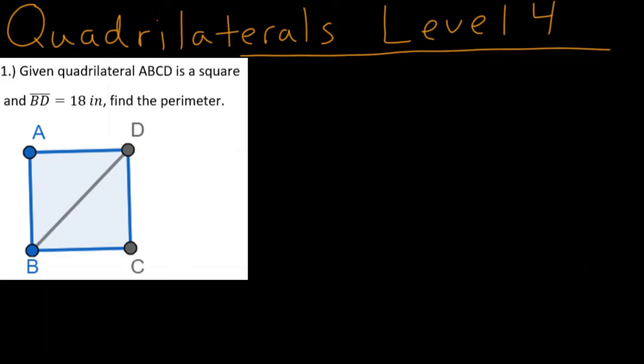Alright, and welcome to Quadrilaterals Level 4. Now, in our very first example, it says given quadrilateral ABCD is a square and line segment BD equals 18 inches, we want to find the perimeter.